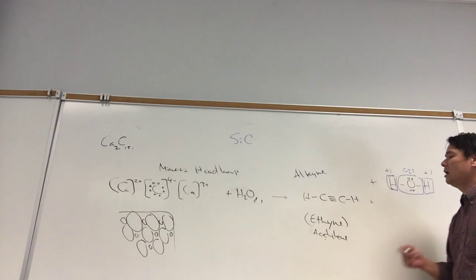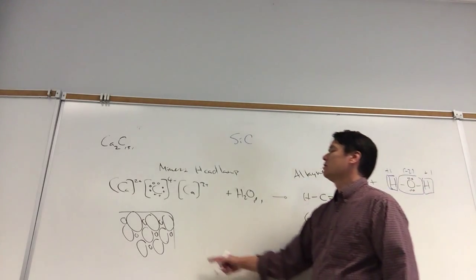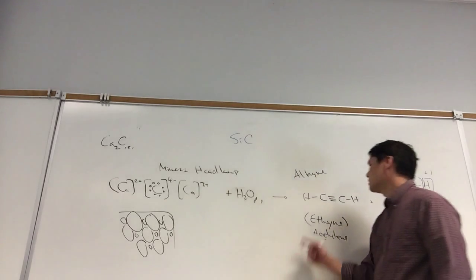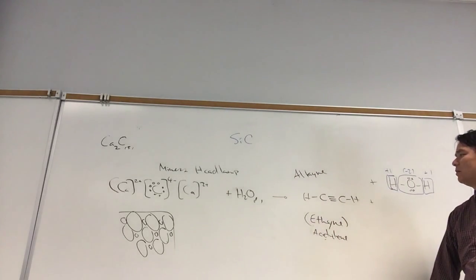And so let's take a look at the oxidation state here. We're going from carbide, where carbon is in the -4, to acetylene. Acetylene, what's the oxidation state on carbon in acetylene?